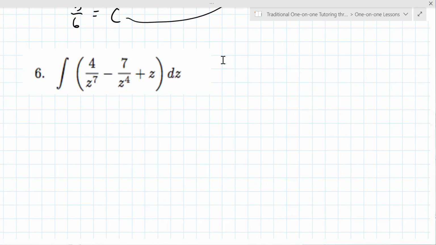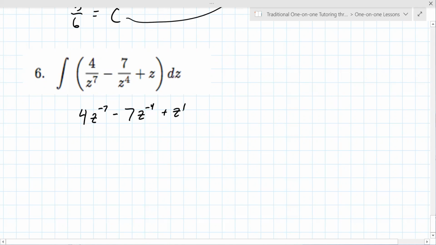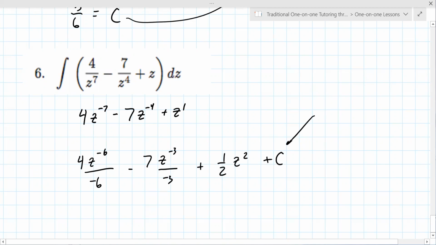Okay, so this one, just as a reminder, you do need to negate your exponents to be able to do this. And you can have other variables. It doesn't have to be x, but you're going to add 1 each time. So that's -6 over the new exponent, -3 over -3, and 1/2 z squared plus c. Do not forget your constant of integration. And then you just have to simplify if you need. Not overly difficult.